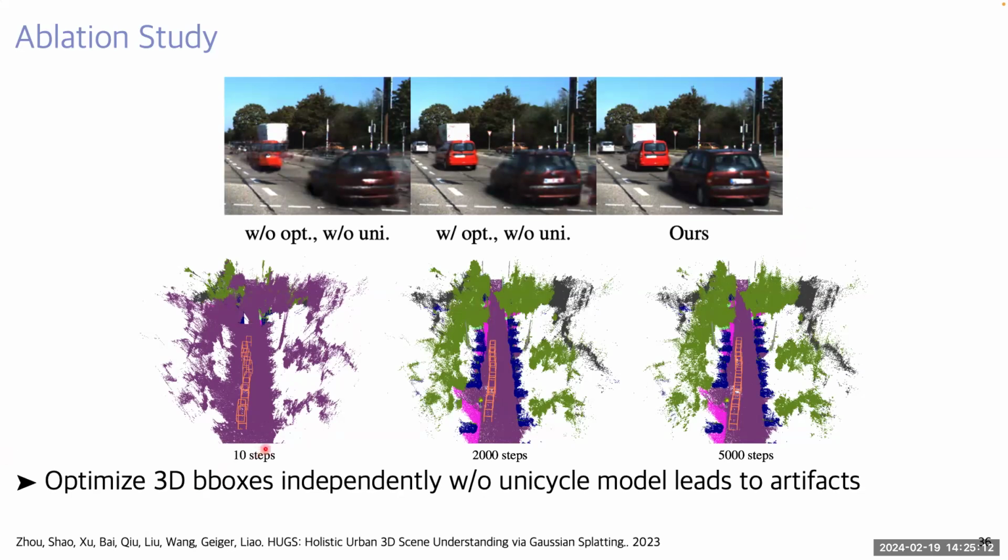And here we show the initial bounding boxes, which are very noisy, much noisier than the 3D bounding boxes that you would get from a prediction. So we add quite strong noise here. And after optimization, you can see it forms a very reasonable trajectory based on this unicycle constraint.